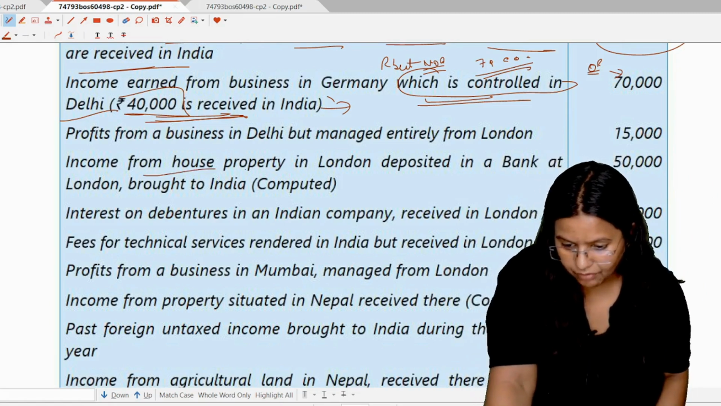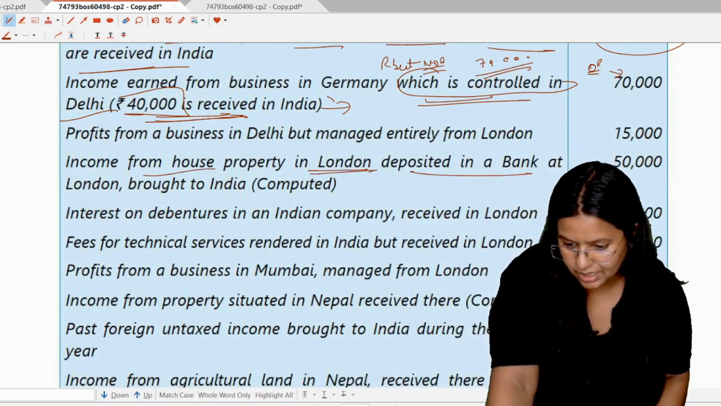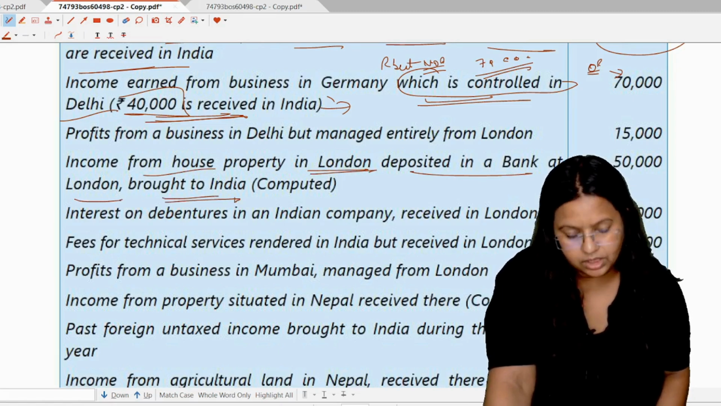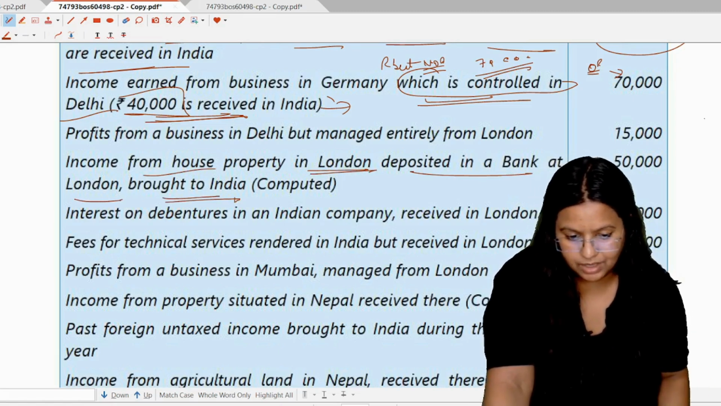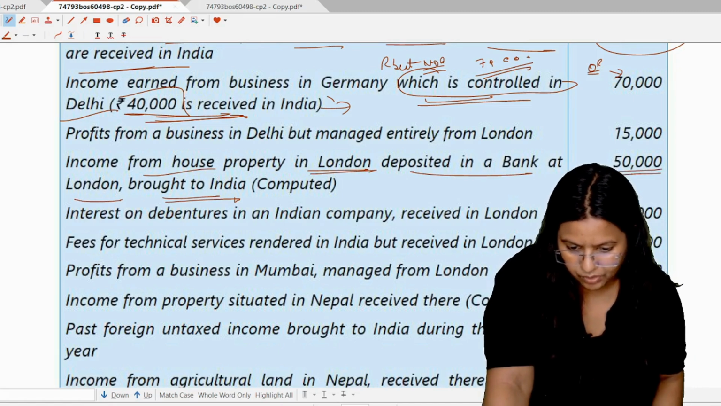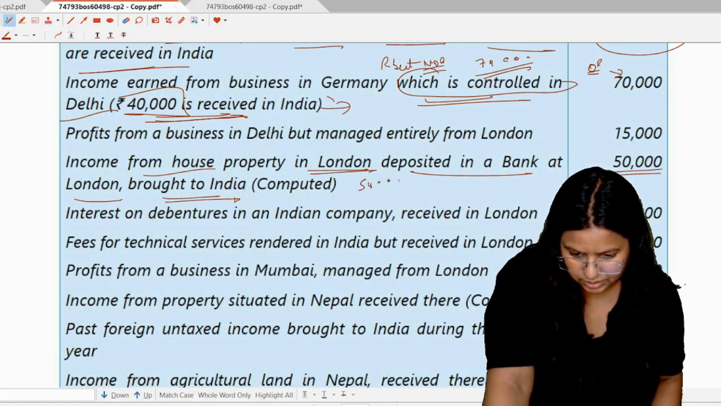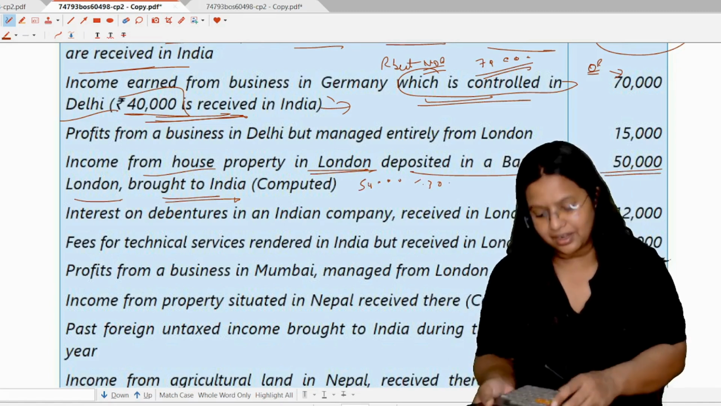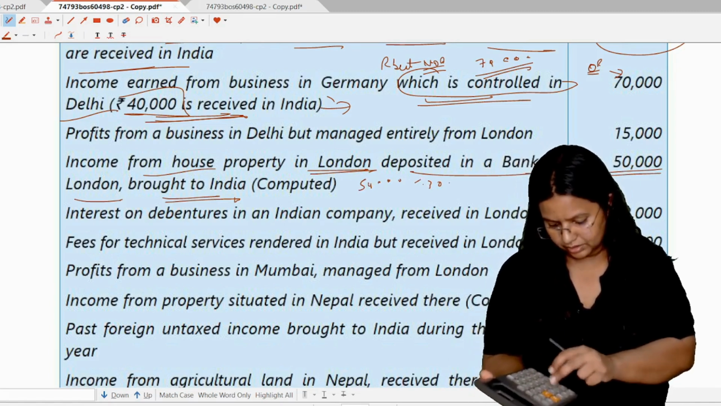40,000. Income from house property in London, deposited in a bank at London, brought to India. NOR, NR, not taxable. For ROR, 50,000 minus 30%. 50,000 minus 30%, that is the flat deduction for income from house property.